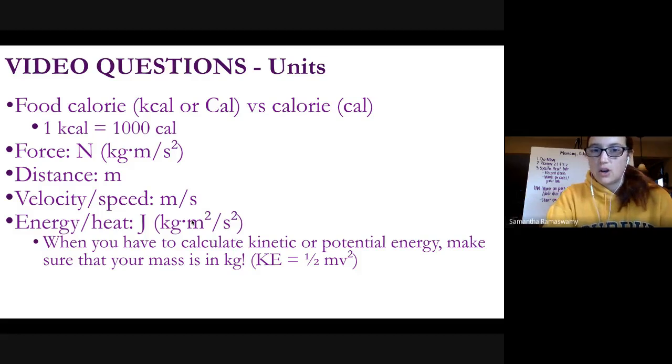So you don't need to know how all of these are derived. You need to know that we measure heat in joules, and that when you calculate kinetic energy, mass needs to be in kilograms, velocity should already be in meters per second. The big thing is converting mass.